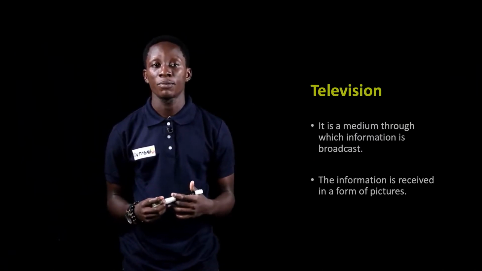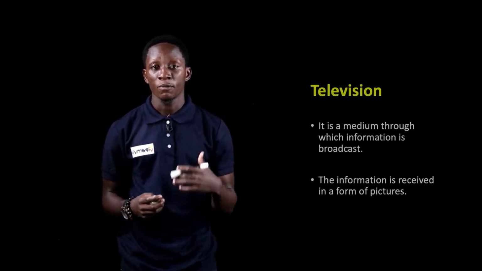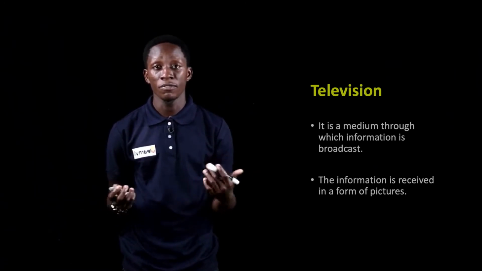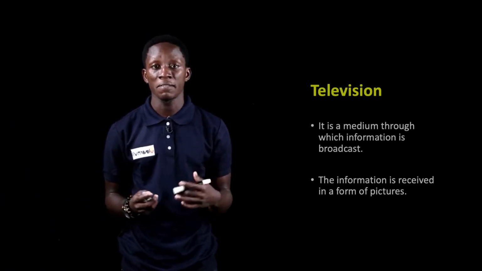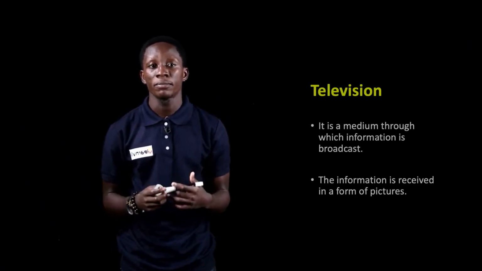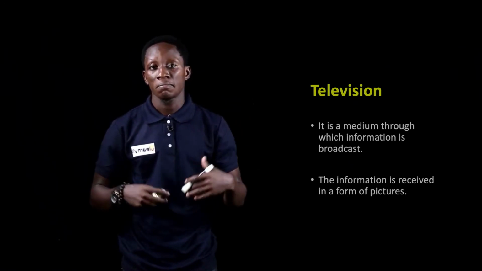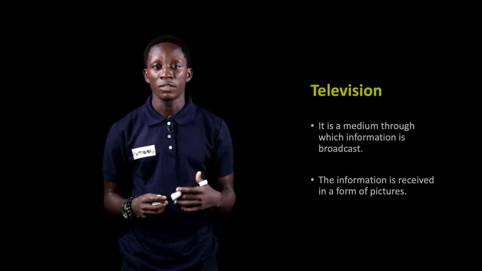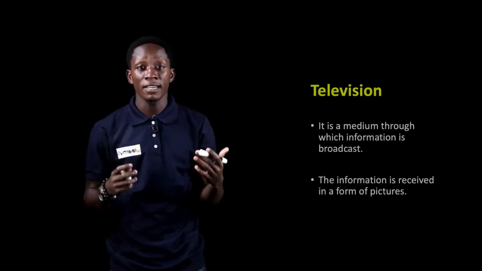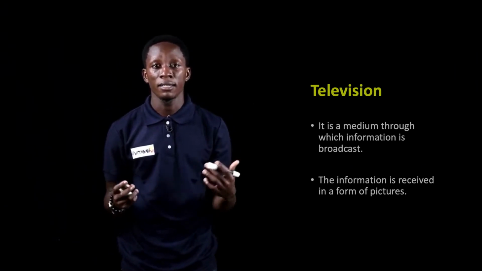So the first example is television. In our homes, we have televisions over there. We get information by watching the news, and we can also use it to watch movies, listen to music, and even watch some documentaries on the television. So the television is a medium through which information is broadcast. You can get your news about anything that is going on around the world, or you can watch some documentaries or even watch movies. The information that you see on your television comes in the form of pictures. So that's for the television.